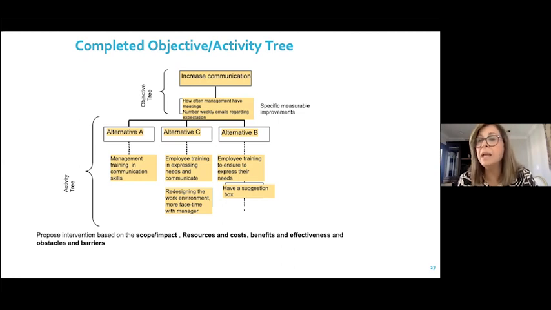And some said maybe having a suggestion box, because we can put our issues of concern in that box and management can read it and be aware of it. So as you can see, there are many ways to address work stress.